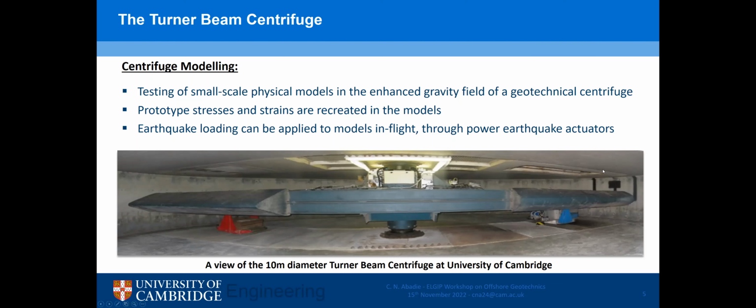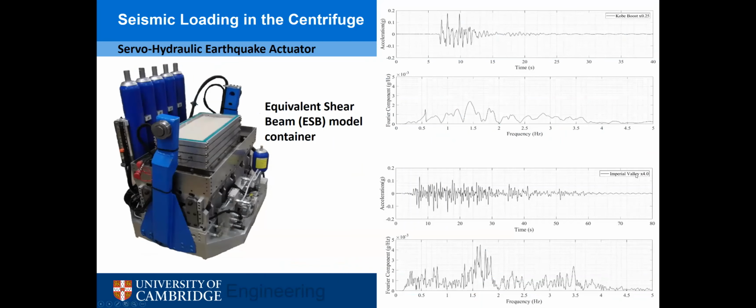And in this centrifuge, we can apply earthquake loads using a servo hydraulic earthquake actuator and a container which replicate the correct boundary condition using an equivalent shear beam model container. And with this setup, we can apply literally any sorts of earthquake that we want to apply, be it Kobe or Chi-Chi. Here I have Imperial Valley, but also sinusoidal waved targeted frequency.